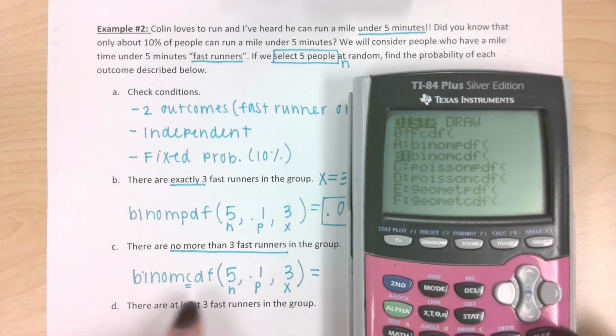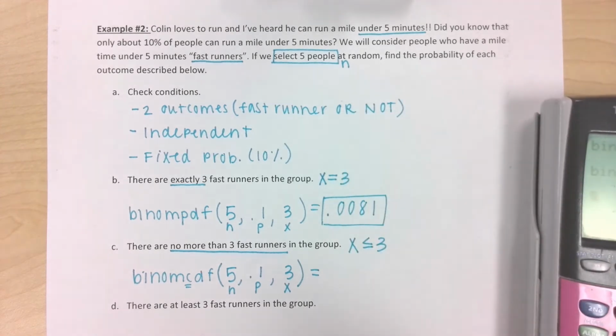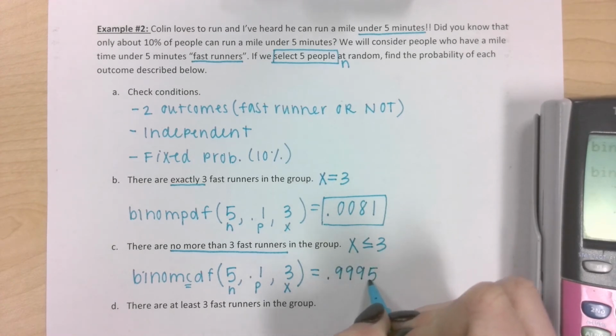So definitely make sure you take your time when you're thinking about those. 5.1 and 3 gives me 0.9995.